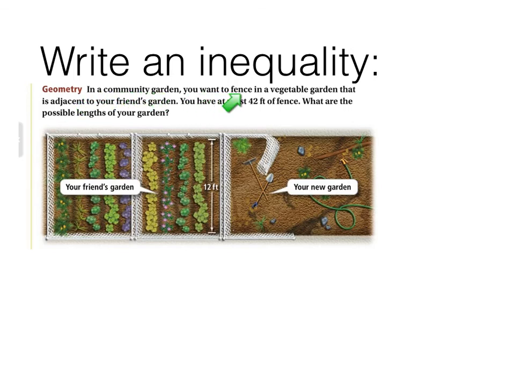In a community garden, you want to fence in a vegetable garden that is adjacent to your friend's garden. That means they're touching. So here's your friend's garden, here's your garden. Your friend is quite a bit further along than you are, but it looks like you got more space. You have at most 42 feet of fence. What are the possible lengths of your garden?